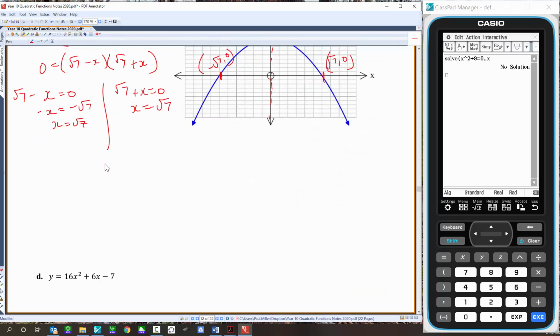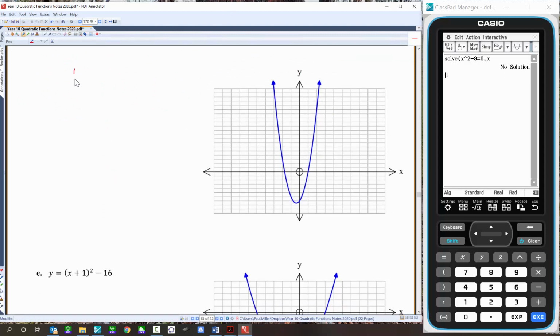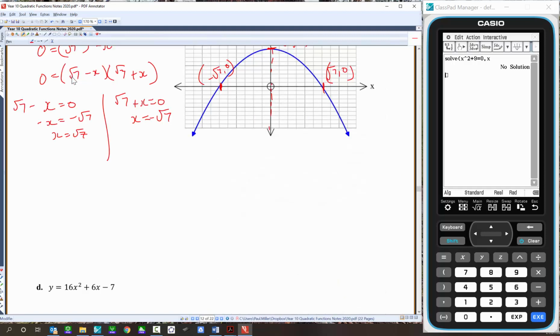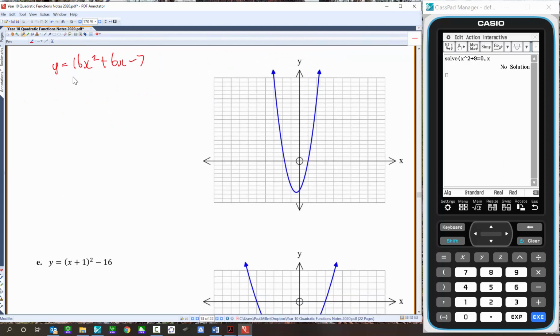16x squared plus 6x take 7. All right, so let's do this one here. So again, let's follow the basic rules. 0 equals 16x squared plus 6x take 7. All right, so now we need to attempt to factorise this trinomial. What are we going to do with trinomials? We attempt the cross method, okay?